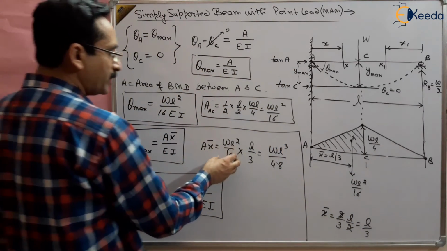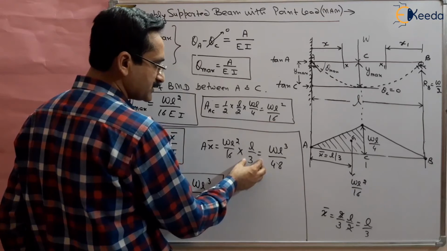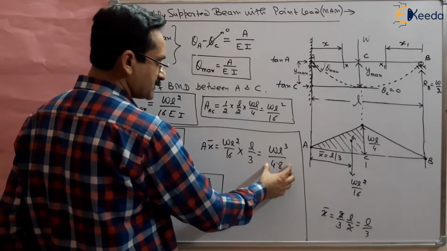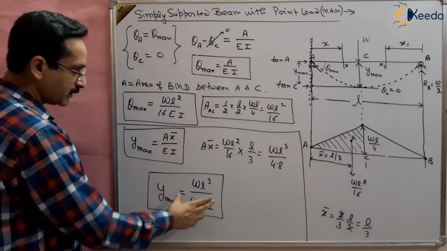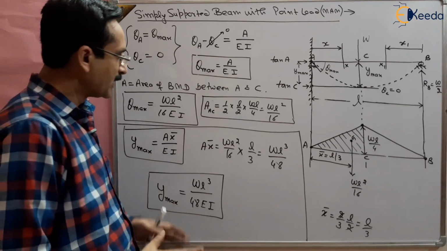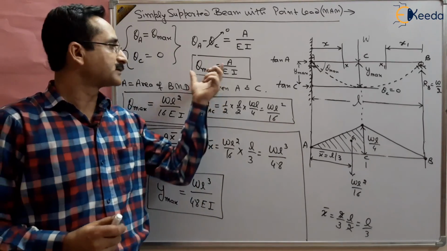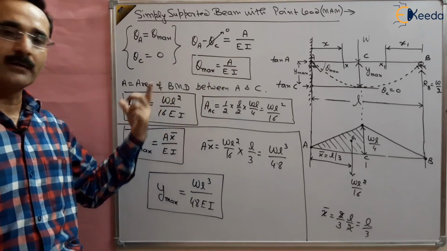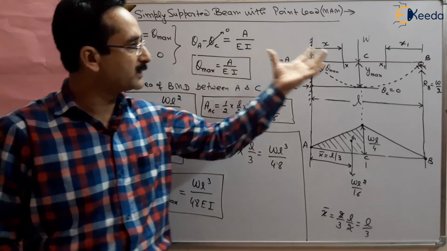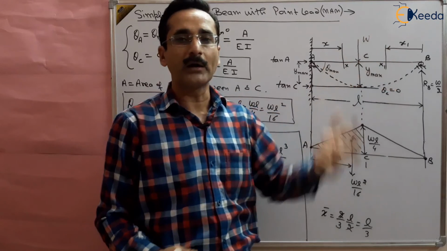So A x bar will be equal to the area multiplied by the distance of the centroid from the reference line, and y max will be WL cube by 48 EI. So this is how we can obtain the maximum slope and maximum deflection for a simply supported beam loaded with a point load at the center.